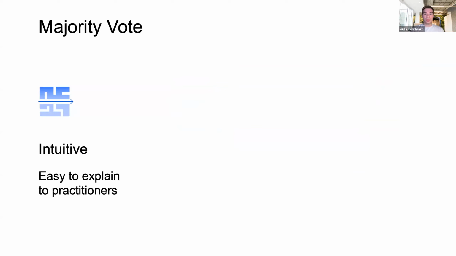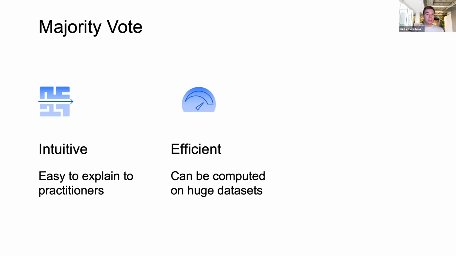And in general, the majority vote is a powerful tool. First, it's very intuitive. Majority vote is easy to explain to a practitioner, even if they had no background in statistics or crowdsourcing or machine learning or anything else. You can even explain the majority vote to a child. And second, it's very efficient.